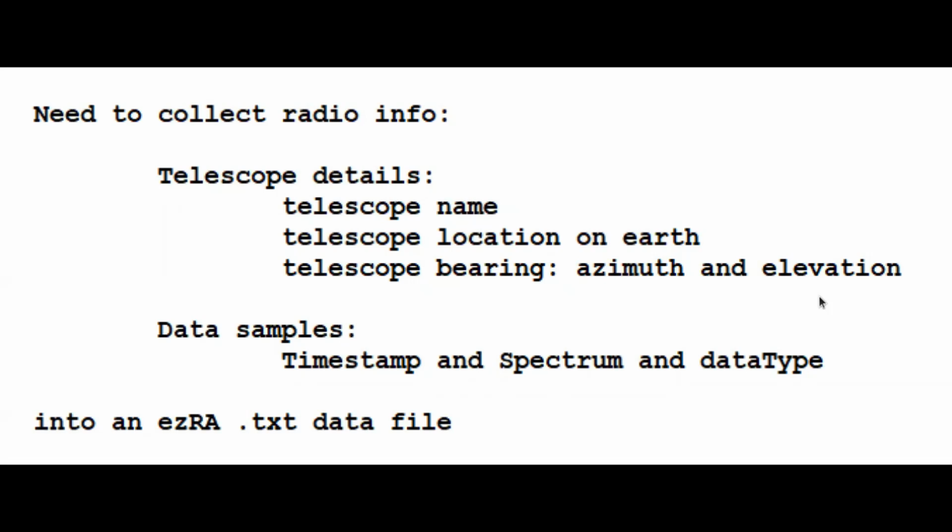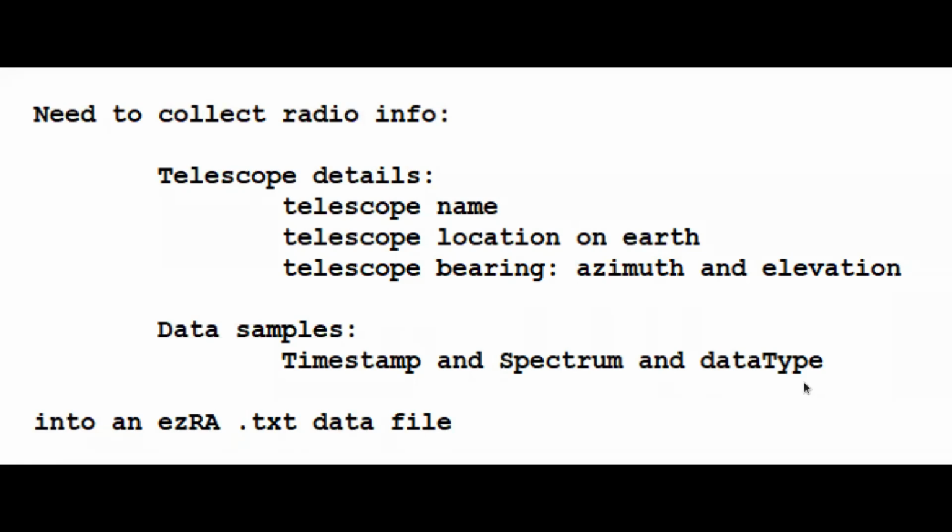And for every data sample, what's the smallest amount that we could collect just to make the file small and fast? We want to record the time quite precisely. And we want to remember the spectrum of a power spectrum. For a whole bunch of frequencies, what is the power received during that sample time? And then there might be other information on the end, data types.